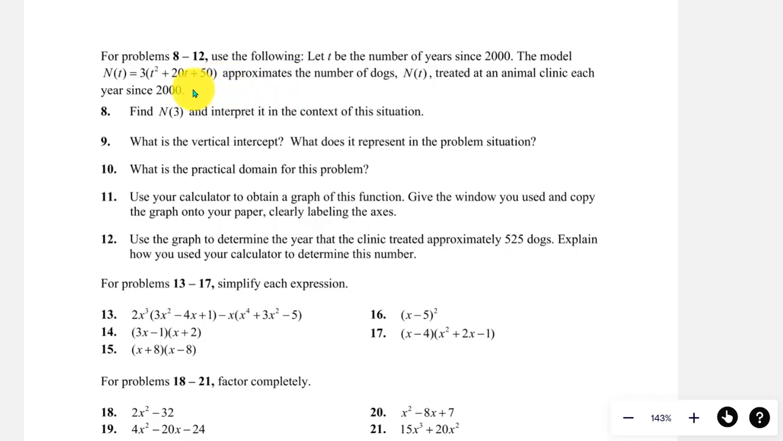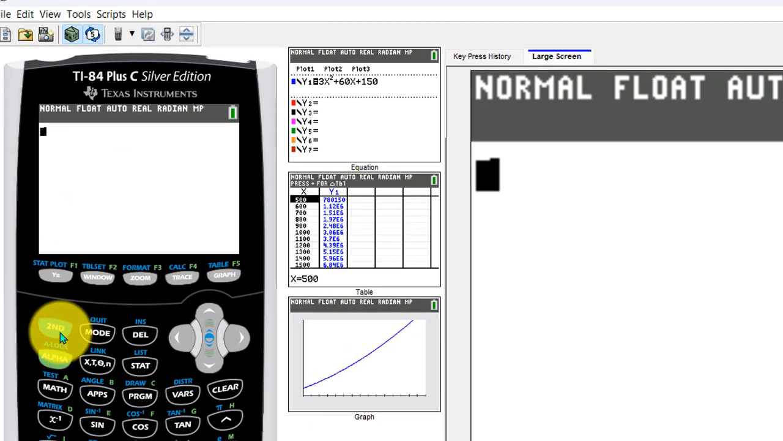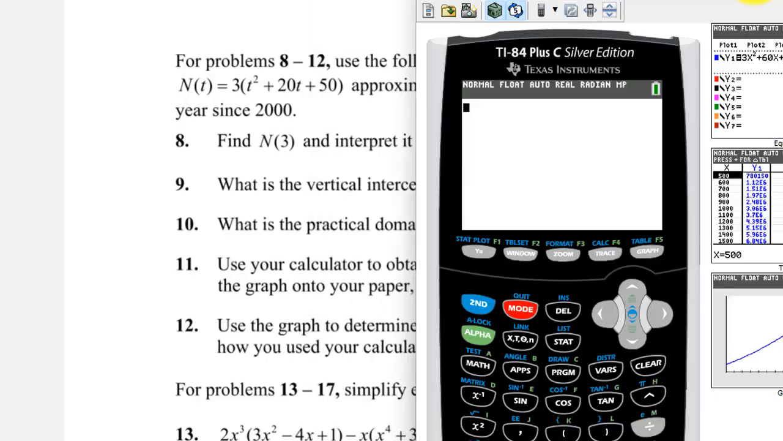So we look at our paragraph up here. t is the number of years since 2000, and it looks like it approximates the number of dogs treated at an animal clinic each year since 2000. So for the first question, all we have to do is replace t with 3 and calculate. So let's see if I can pull up my calculator and put that in here.